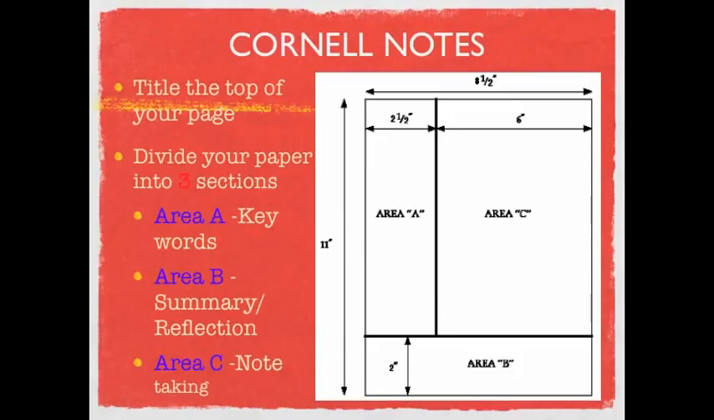Area A will be where you put the keywords. Area C is where you'll take most of your notes, draw your little diagrams, bullet notes. And finally, Area B is where you'll do your reflections, summaries, or questions that you have for me.